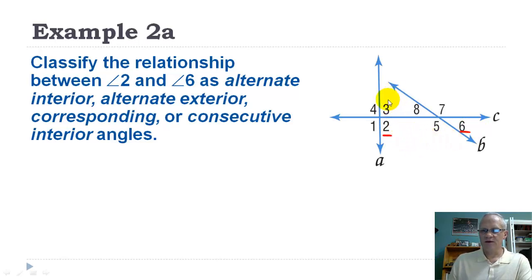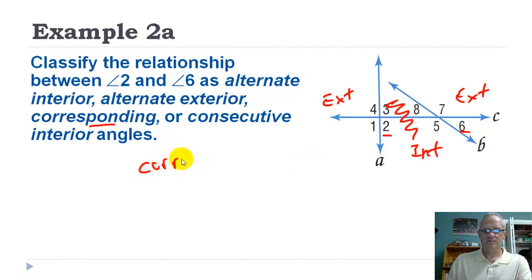Well, remember, all of this in here, that's all interior, and out here is exterior, right? So outside of the two. So one's inside and one's outside. So, well, there's only one choice then. It's not going to be interior, exterior, or interior. The only thing it can be is what we just talked about, corresponding. Okay, so those have to be corresponding angles.